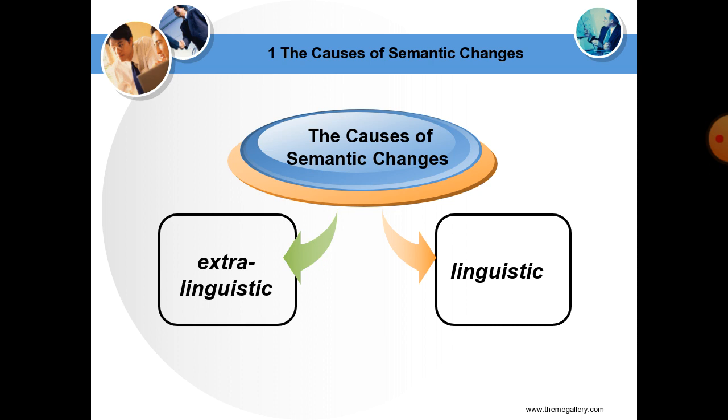The causes of semantic changes can be extra-linguistic and linguistic. By extra-linguistic causes, we mean various changes in the life of the speech community, changes in economic and social structure, scientific concepts, and the other spheres of human activities as reflected in word meaning.